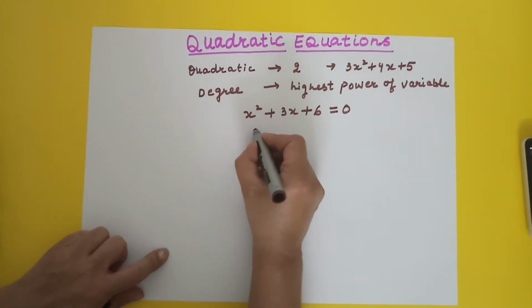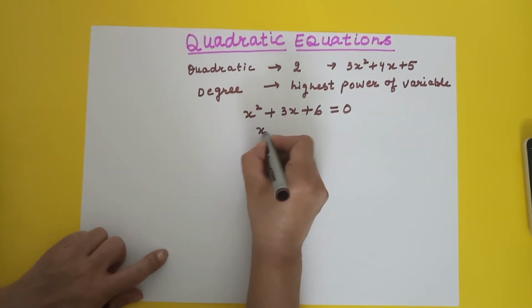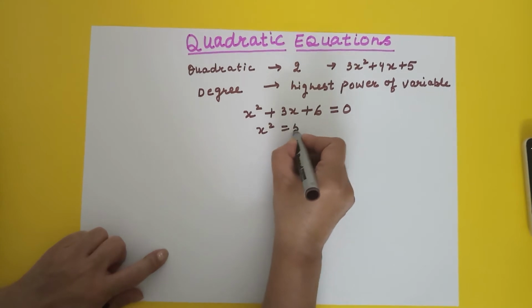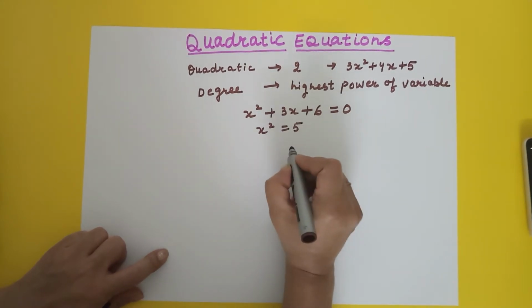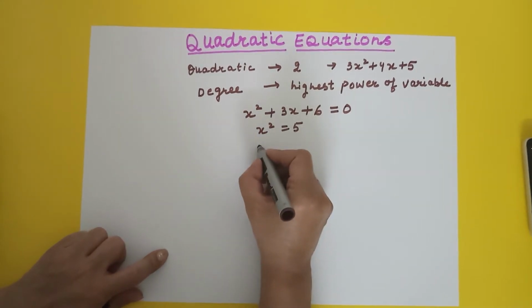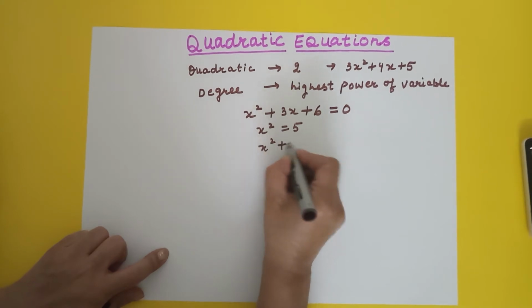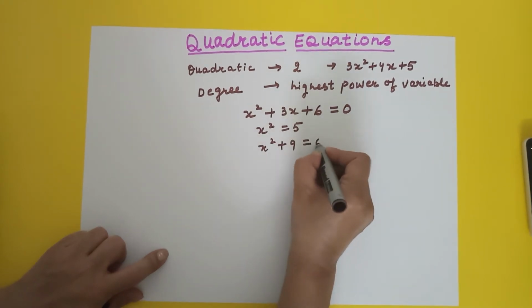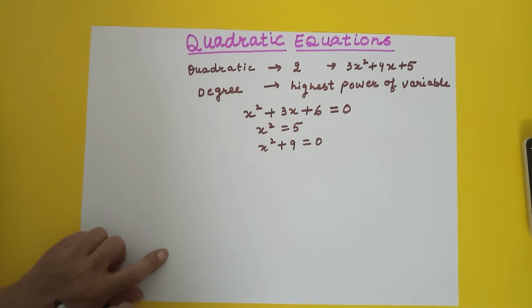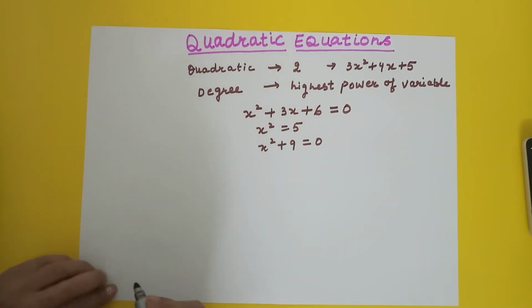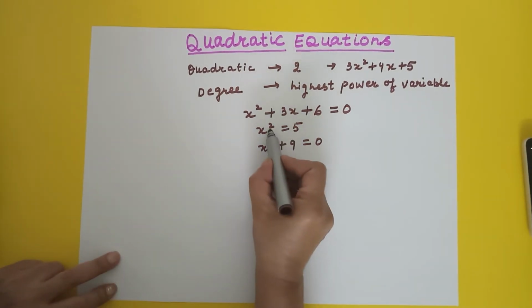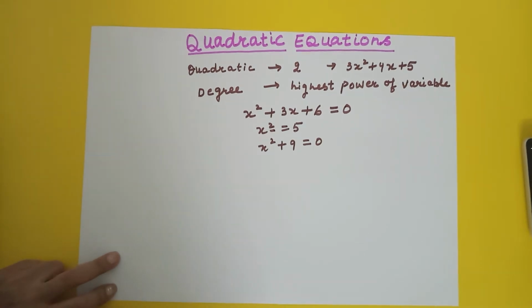Or let's take more examples. Say, for example, we have x square equal to 5. Again, this is a quadratic equation. If I have x square plus 9 equal to 0, again this is a quadratic equation. So, all you need to do is to check whether the degree of the variable is 2.